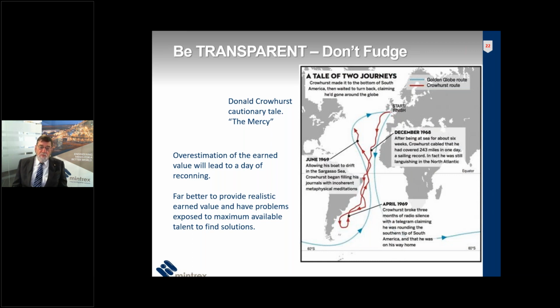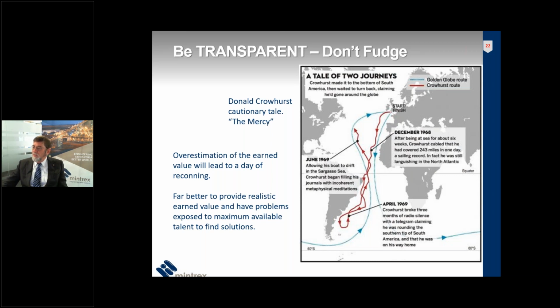He started to take water within 2 days, and within a couple of weeks he'd started 2 logs, and he was radioing in false positions which followed the blue line, while the other log was the true log of where he went. It didn't end well. It's been made into a movie called The Mercy, starring Colin Firth, and I'll leave it to you to watch the movie. The message is measure your progress, don't make it up.